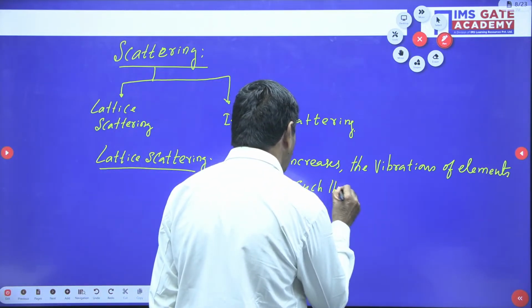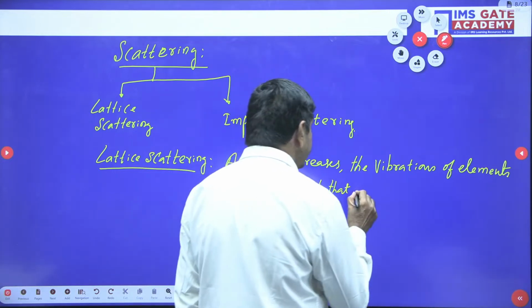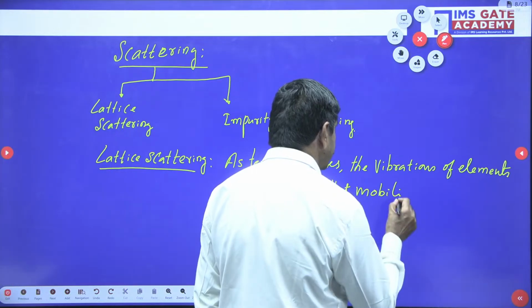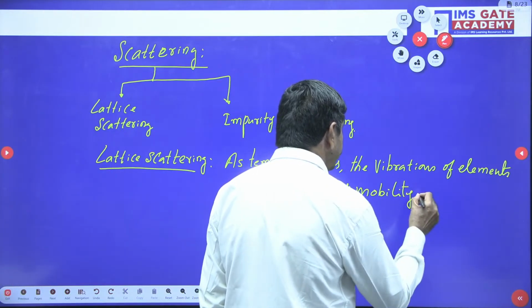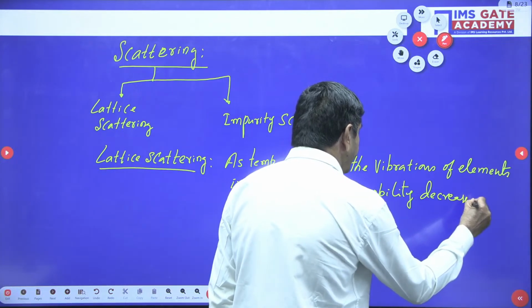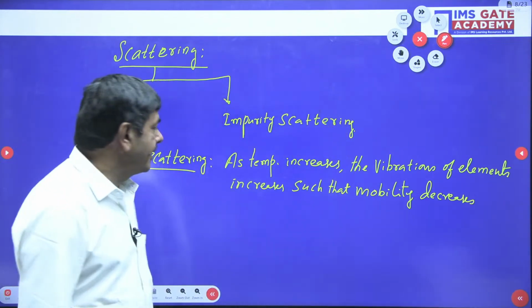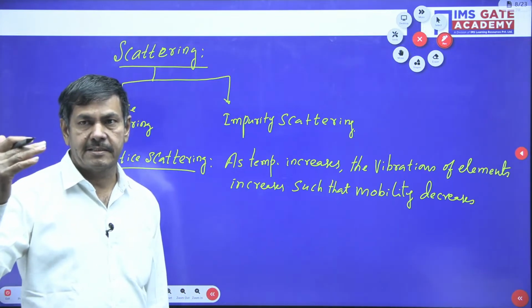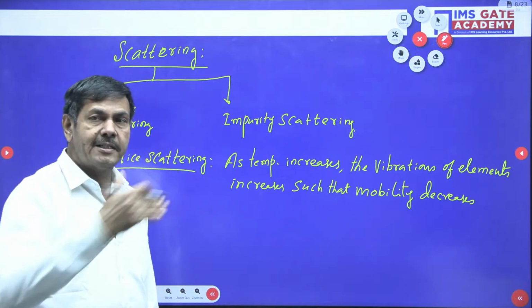Such that the mobility of charges decreases. That means in lattice scattering, what phenomenon is possible? You try to increase the temperature of the material, and at that time, mobility will be decreasing.